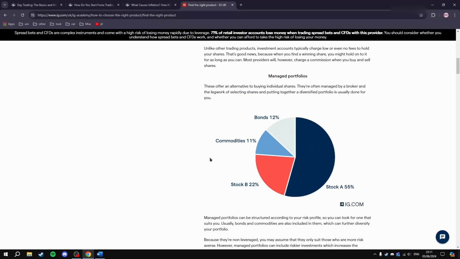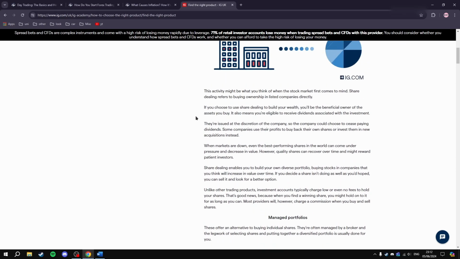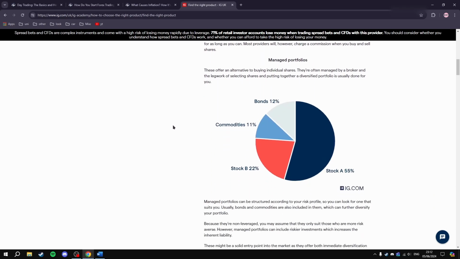That's good news, because when you find a winning share, you might hold on to it for as long as you can. Most providers will, however, charge a commission when you buy and sell shares. Right, okay. The fee is usually a one-time thing when you first purchase it. There's no overnight funding charges, like when you buy derivatives? There are overnight funding charges on some products.